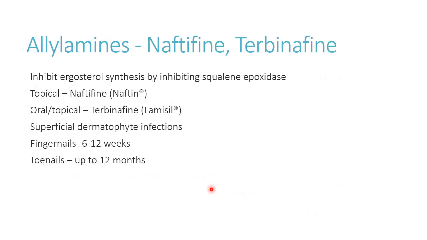Okay, a couple other ones we have are some of the allylamines. So again, these are working to inhibit ergosterol synthesis. This is where you're going to find some topical agents like Naftin, Lamisil. Again, these are going to be good for like nail infections and whatnot. Again, pretty long time to treat.